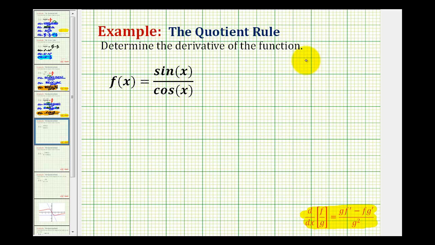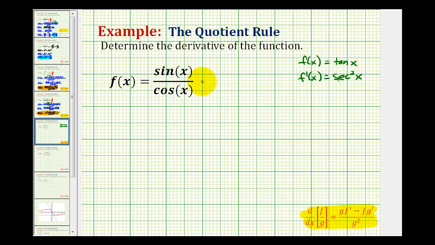So we could rewrite this function as f of x equals tangent x, and we know the derivative of tangent x is equal to secant squared x. So after we apply the quotient rule to find this derivative, we know the derivative function should be secant squared x. But this is good practice on applying the quotient rule to find a derivative.